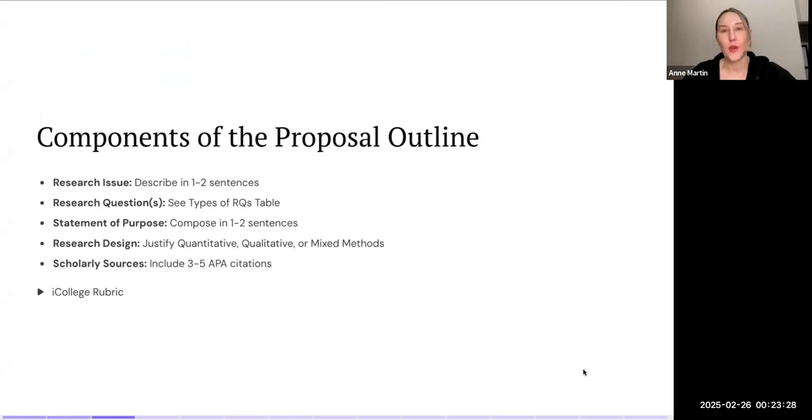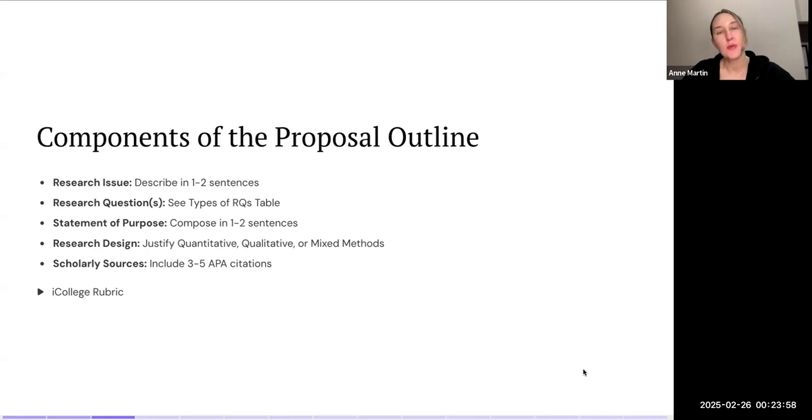Now, the component for your proposal outline, you are going to include your research issue. Describe it in 1 to 2 sentences what the research issue is. Some people call this the research problem. You'll also do your research question. We'll talk about that. Your purpose, research purpose, the research design that you propose to use, whether you are proposing quantitative, qualitative, or mixed methods, and then your scholarly sources.